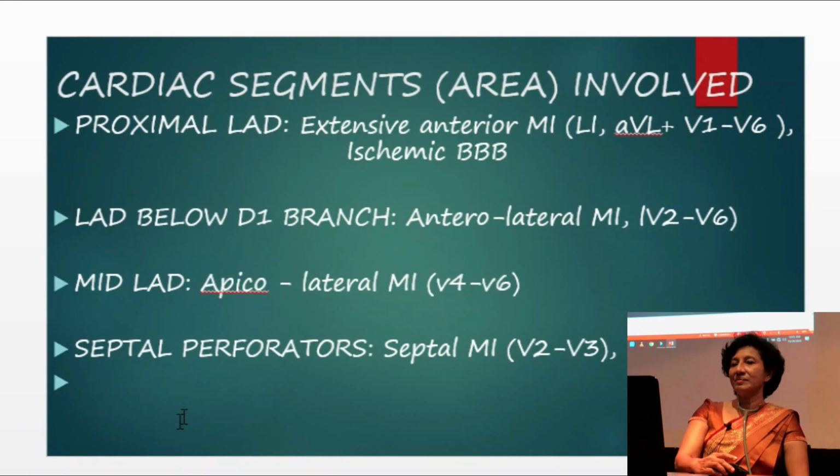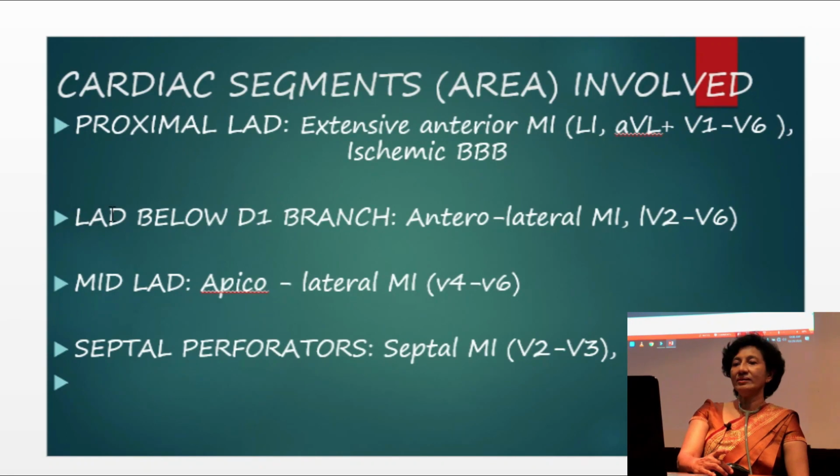Now this slide summarizes the cardiac segments involved and the affected leads. If the occlusion is in the proximal LAD, as I told, leads 1, AVL and V1 to V6 will show ischemic changes. That MI is called extensive anterior myocardial infarction. Or else, the patient can develop ischemic bundle branch block. That's how you recognize the area involved.